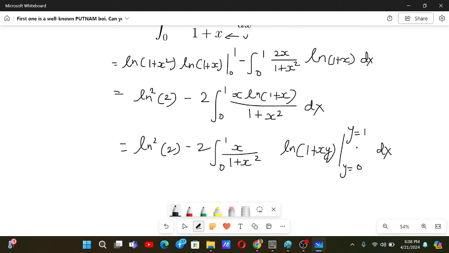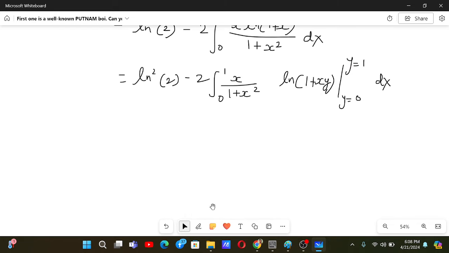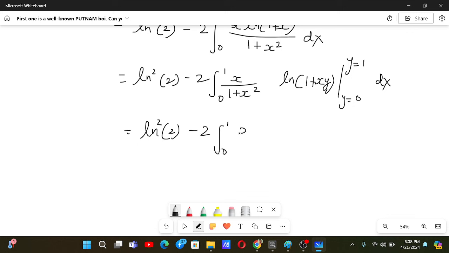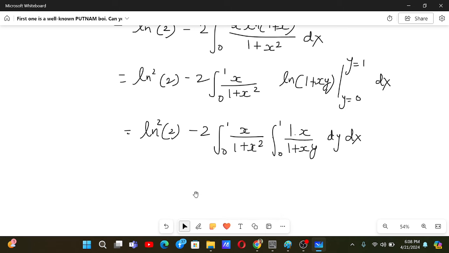Now in this way it basically evaluates to ln of 1 plus x itself, and then now we can change it to an integral by just differentiating this expression. We get ln square 2 minus 2 times integral from 0 to 1 of x by 1 plus x square, and then the derivative is integral from 0 to 1 of 1 by 1 plus xy, and since we are differentiating with respect to y, we have to get the x over here as well, and so dy dx. Now we have a double integral.